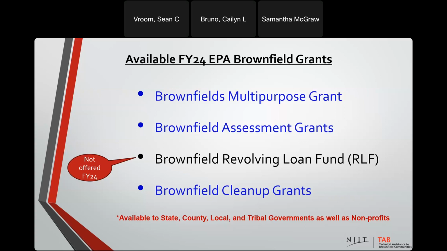Sometimes they don't make available the multipurpose grant, and then you'd have an ARC grant solicitation. So it varies from year to year. Typically, EPA alternates the availability of the multipurpose grant with the revolving loan fund grant. Being as this year the RLF is not available, chances are it's going to be available next year, and maybe the multipurpose grant won't be, but that's up to EPA, and I don't have a crystal ball to tell you how they're going to approach this. These grants are available to state, county, local, and tribal governments, as well as nonprofit organizations.